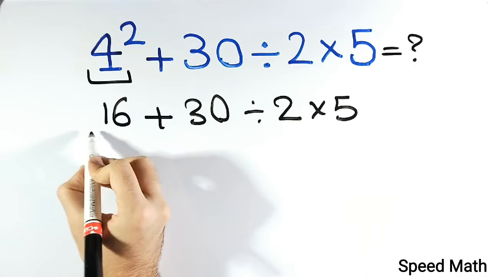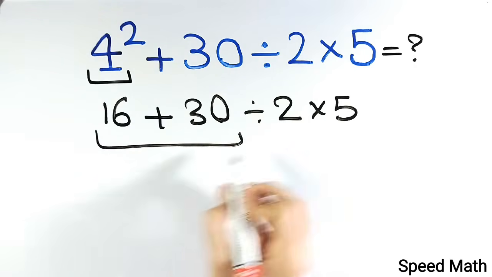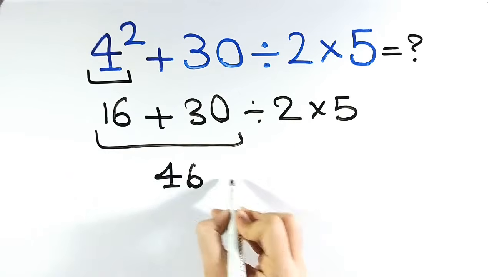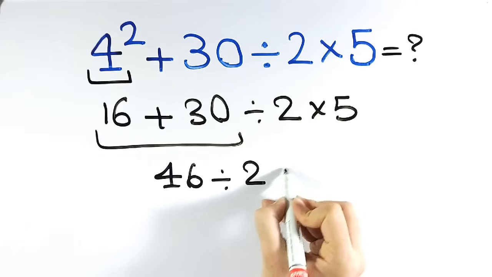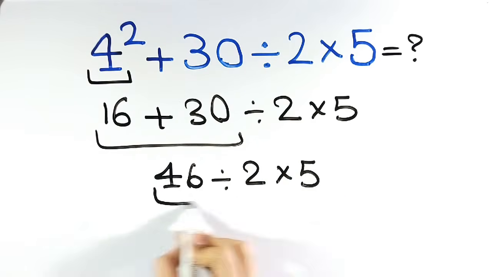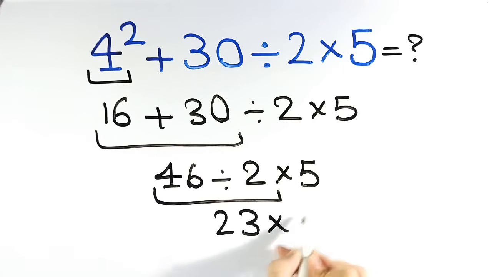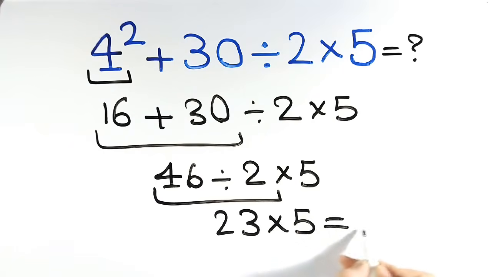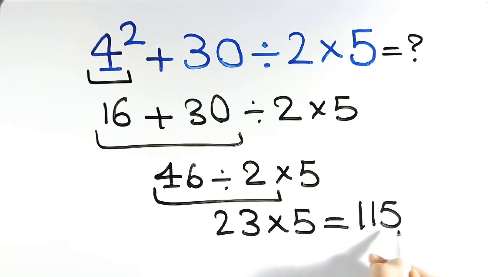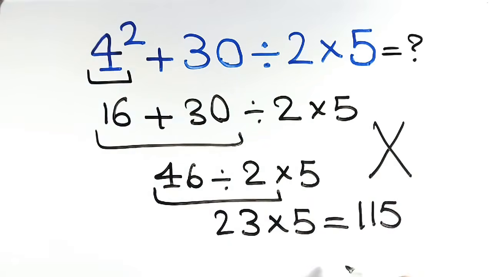And the next step, they go for the addition between 16 and 30, and write this expression as 46 divided by 2 multiplied by 5. And the final step, they go for the division between 46 and 2, and write this expression as 23 multiplied by 5, which finally gives them the answer 115. However, this answer is absolutely wrong.